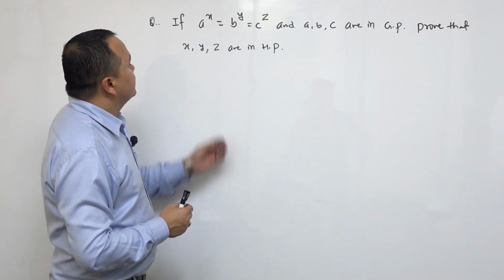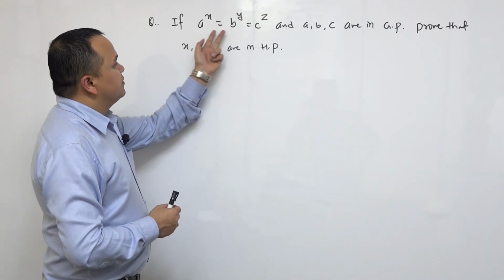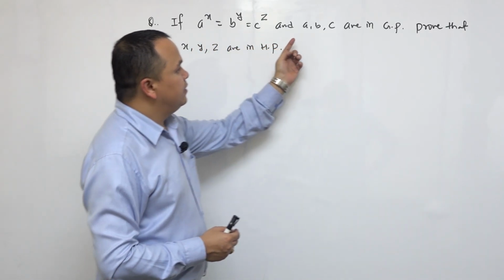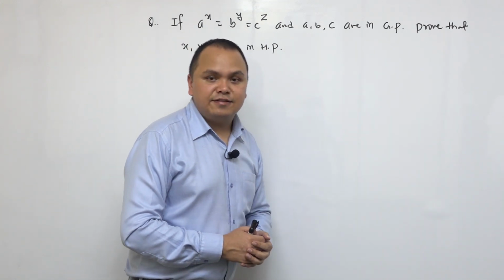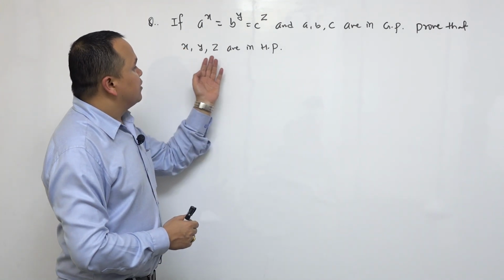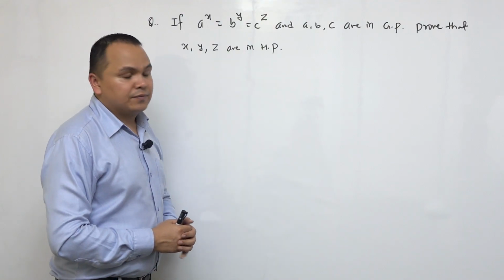Another example: A to the power X is equal to B to the power Y is equal to C to the power Z, and A, B, C are in GP. Prove that X, Y, Z are in HP.